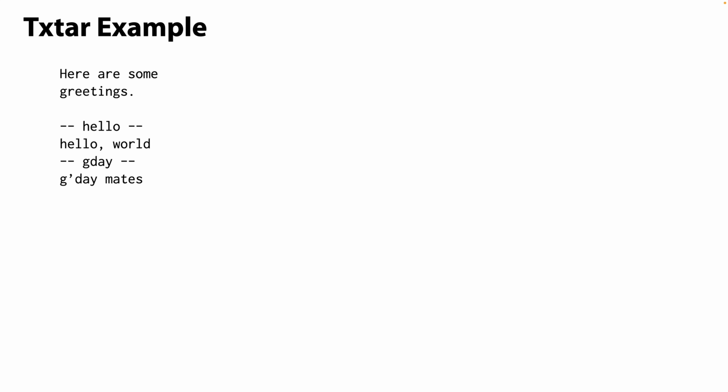These goals and non-goals led to a very simple format. Here's an example. The txtar file starts with a comment. In this case, here are some greetings. And then in general, there are 0 or more files, each introduced by a line of the form -- space, file name, space --. This archive has 2 one-line files, hello and g'day. That's it. That's the entire format. There's no escaping, no quoting, no support for binary data, no symlinks, no possible syntax errors, and no complications.